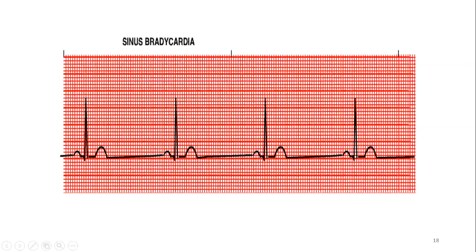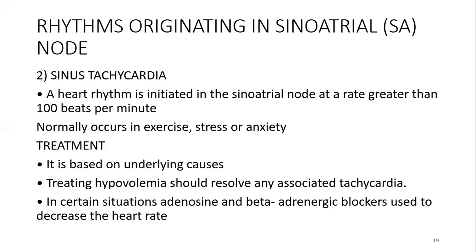The second one we'll be talking about is sinus tachycardia. Here, the rhythm is initiated in the SA node at a rate greater than 100 beats per minute. Occurs normally in exercise, stress, or anxiety. Treatment is based on the underlying causes. Sometimes when you treat hypovolemia, it also helps to resolve associated tachycardia. In certain situations, you could use adenosine or beta blockers to decrease the heart rate.